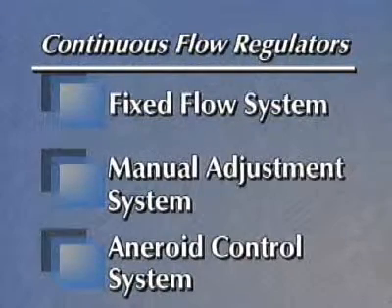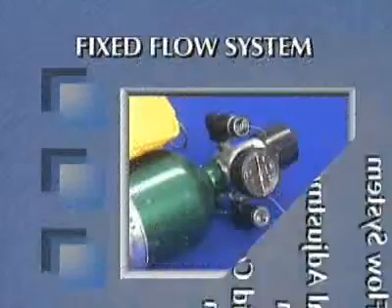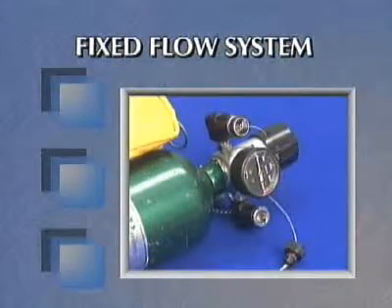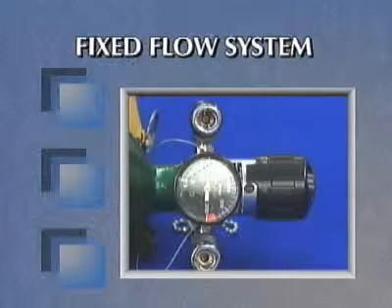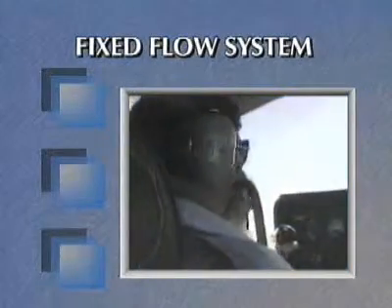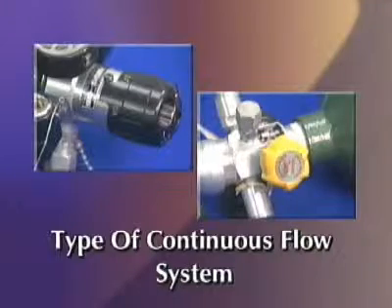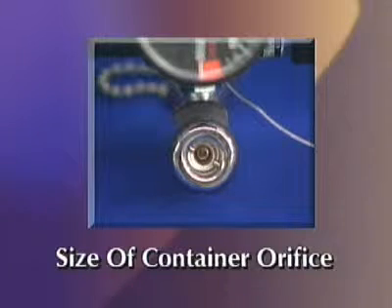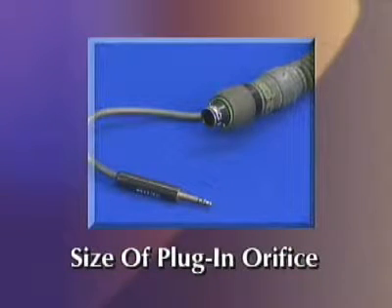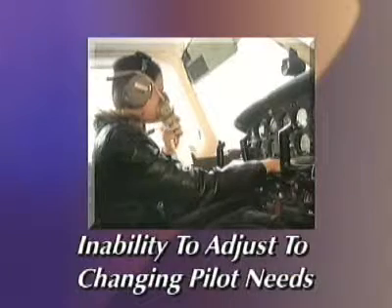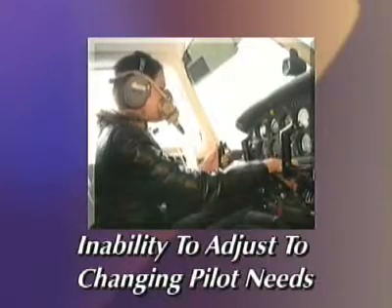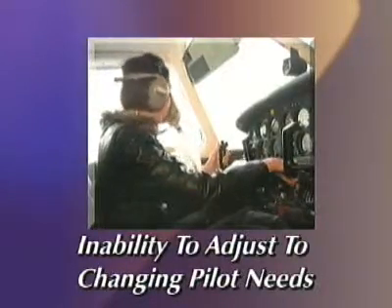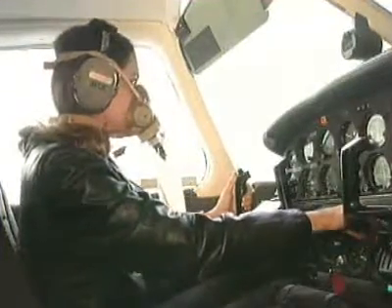There are three types of continuous flow regulators. The fixed flow system delivers oxygen continuously once the system is activated. The amount of oxygen flow is determined by three factors: the type of continuous flow system in use, the orifice size coming out of the container, and the orifice size on the plug-in adapter in the end of the mask hose. The primary disadvantage of a continuous flow system is its inability to adjust automatically to the changing needs of the pilot, such as level of physical exertion or altitude changes during flight.